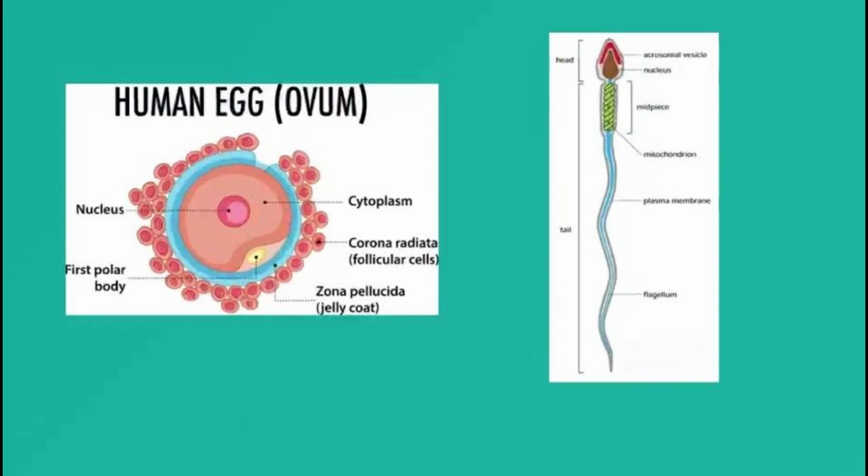Starting with the ovum. The ovum contains the zona pellucida, also known as the jelly coat. This is a protective coating that the sperm has to penetrate in order for fertilization to occur. The main purpose of the zona pellucida is to prevent polyspermy, which is fertilization by more than one sperm.